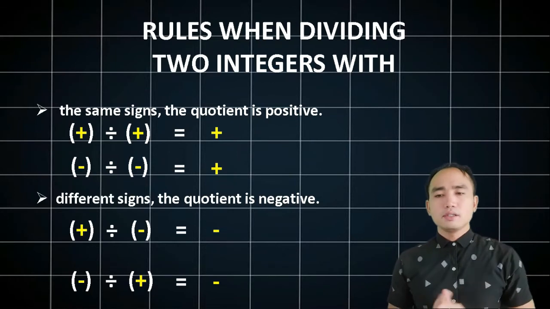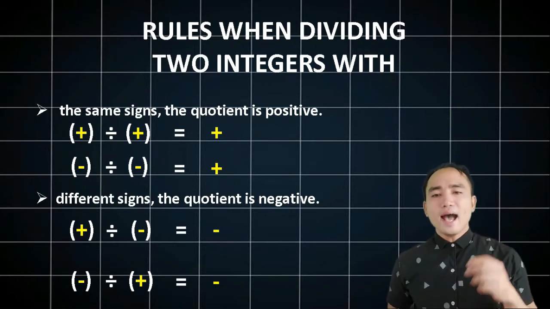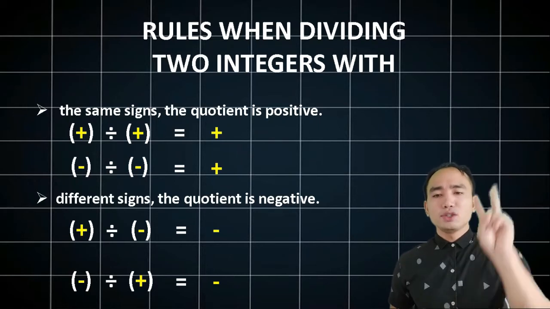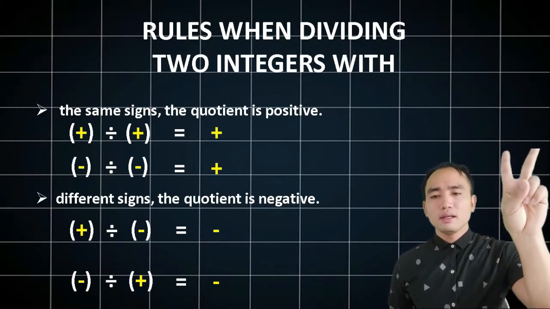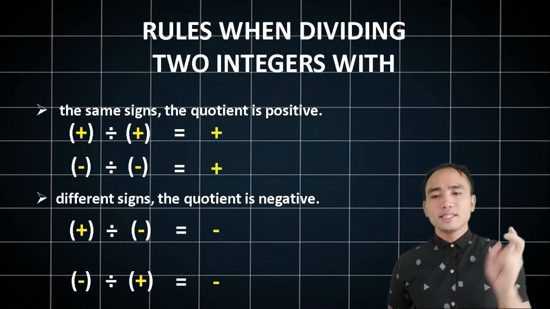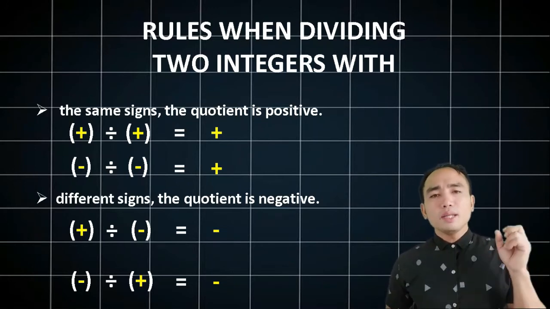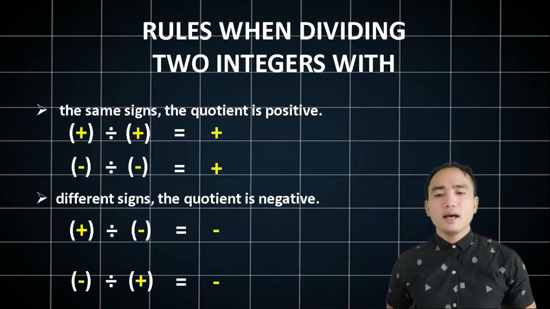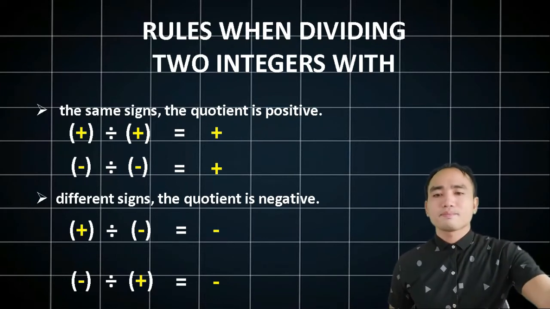So as you can observe, the rules when dividing or multiplying two integers with the same sign, the answer is positive. While multiplying and dividing two integers with different signs, the answer is negative. So they have the same rule.